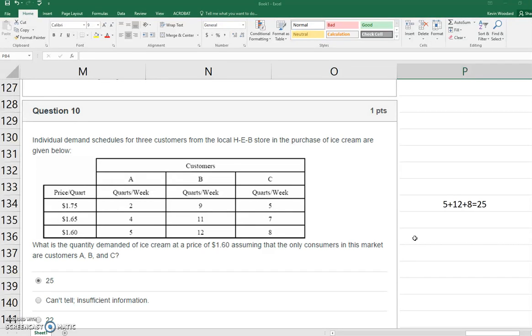Question 10. Again, if we look at the last part right here, it says, what is the quantity demanded of ice cream at the price of $1.60, assuming that the only customers in the market are the customers A, B, and C. So all it's asking is go ahead and find what's the price per quart that they're willing to pay. And at that price, this person wants 5, this person wants 12, that person wants 8. We're just going to add those together, and that gives us the market demand, the quantity demanded by that market. So it's a pretty simple question. Don't get caught up too far in that.